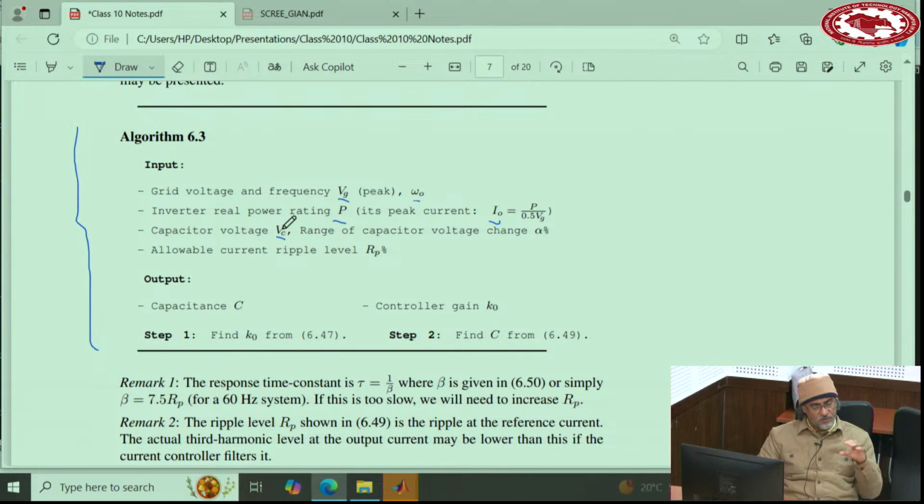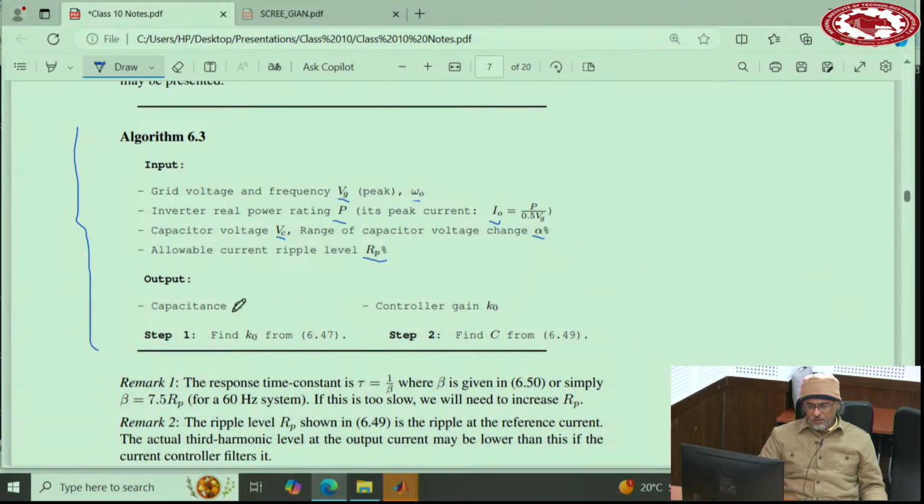500 volt, 400 volt. Range of capacitor voltage also you need to decide. If it's 500 volt, then you would not mind if it goes up and down 5% around this 500. So you choose that one, alpha percent. And then you should also decide how much harmonics you can tolerate. 1%, 2%, 3%, RP, that is all.